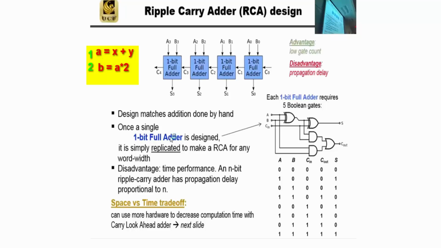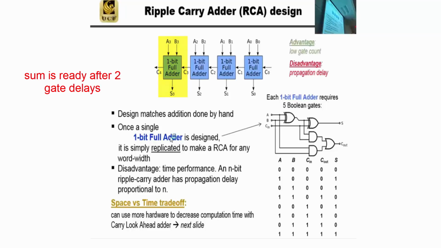The same thing's happening here. I have to compute this carry out of this first stage of these. So in other words, I have to add A0 and B0. They're coming in here. They propagate through this gate, and then that goes to this gate, and then it goes to this gate. So the sum is ready after how many gate delays? 2 gate delays. If I told you this is 50 picoseconds, how many nanoseconds to generate the sum?